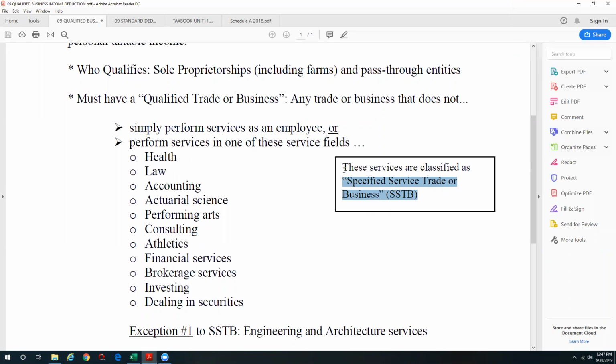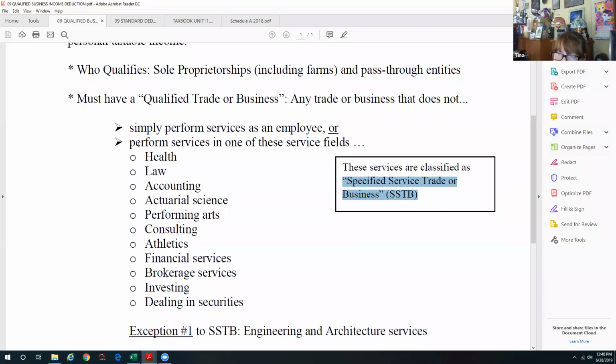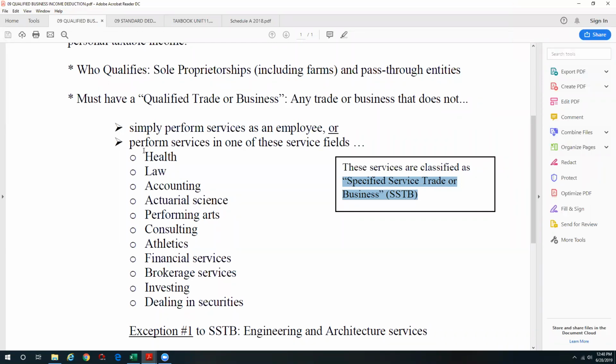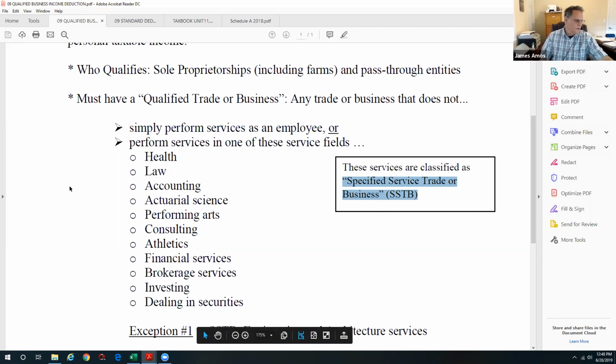So I'm a bookkeeper, so I don't count. That's correct. Because she's an employee? No, it's because she's a specified service trade or business. Health profession, lawyers, accounting, like a bookkeeper, those don't qualify, correct? Yeah. If you're a tax consultant, would it qualify? No, that's accounting. No.